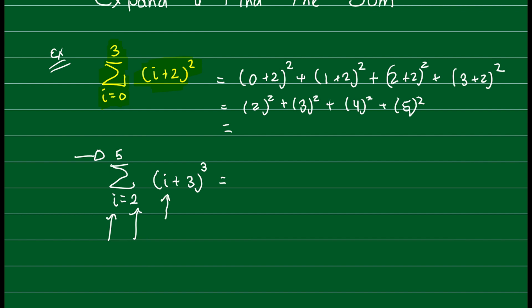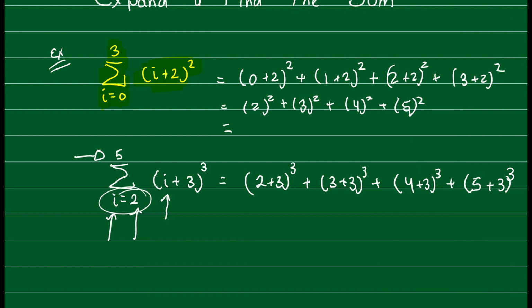All right, so let's do this. The first term in the sequence is going to be 2 plus 3 cubed. The second term is going to be 3 plus 3 cubed. The third term is going to be 4 plus 3 cubed. And the last term is going to be 5 plus 3 cubed. And that's how we stop. We know where to begin, we know where to end, we know where to substitute them.